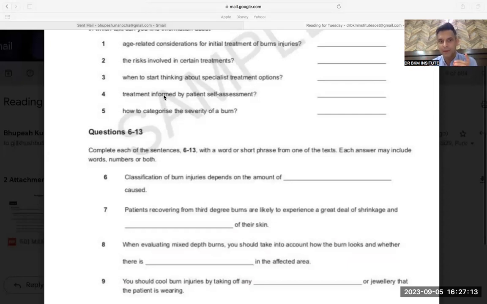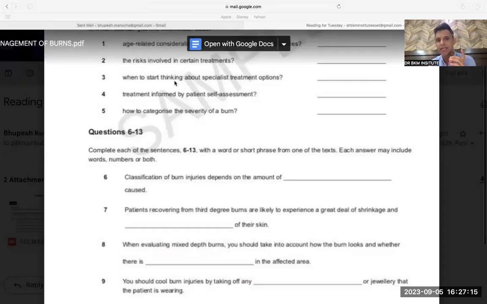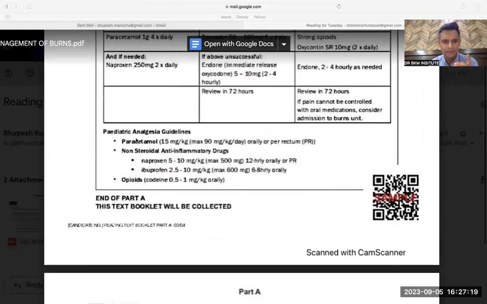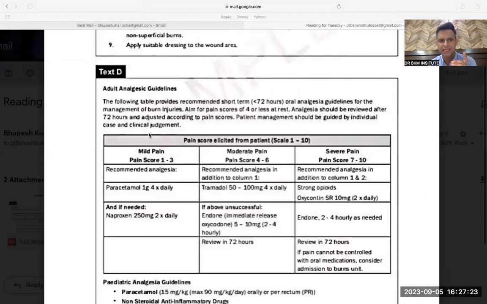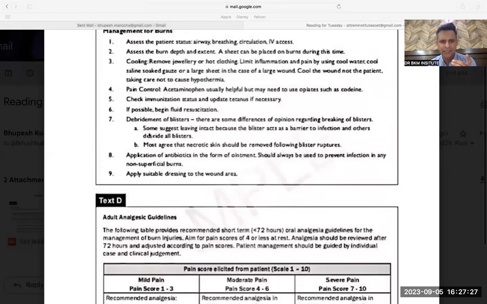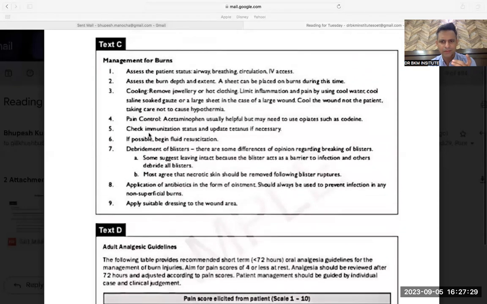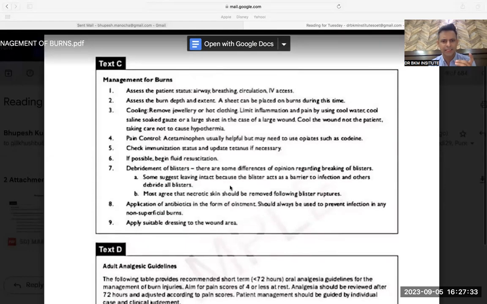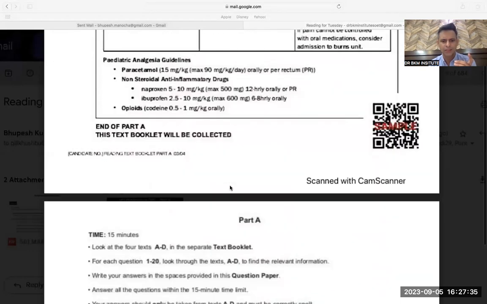But I will always remember I have left this question of risk, and when I start thinking about the specialist word, I can maybe find pediatric analgesic guidelines. So pediatric means specialist, I guess. So I would do this option as D as well. So I will do this thing as D, the specialist one.